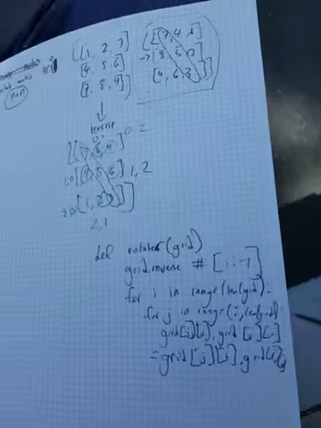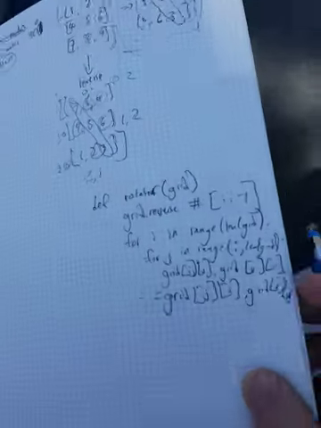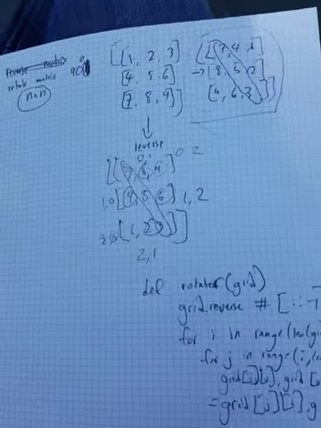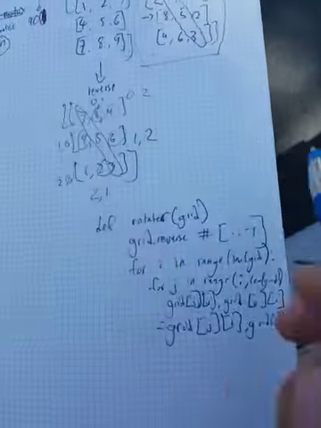So hope that makes sense. Sorry if you can't see that code. But yeah, that's how you rotate a matrix 90 degrees. And it only works for n by n matrices.